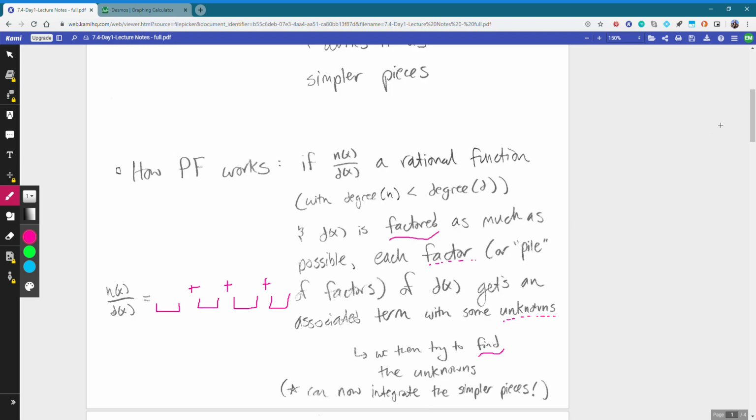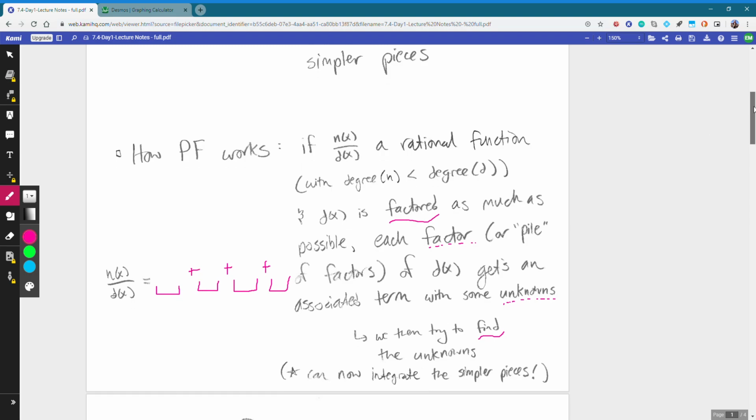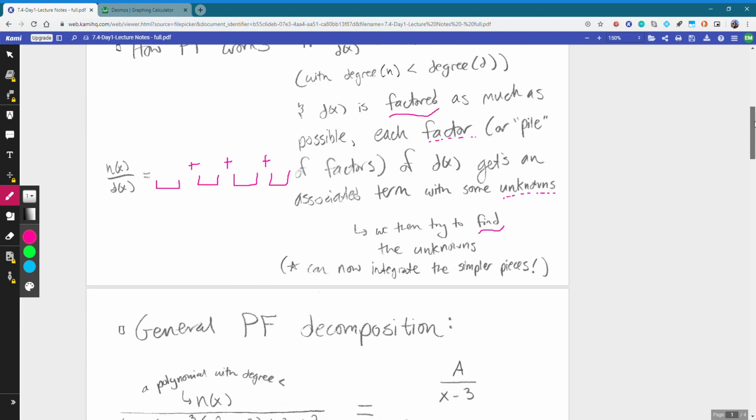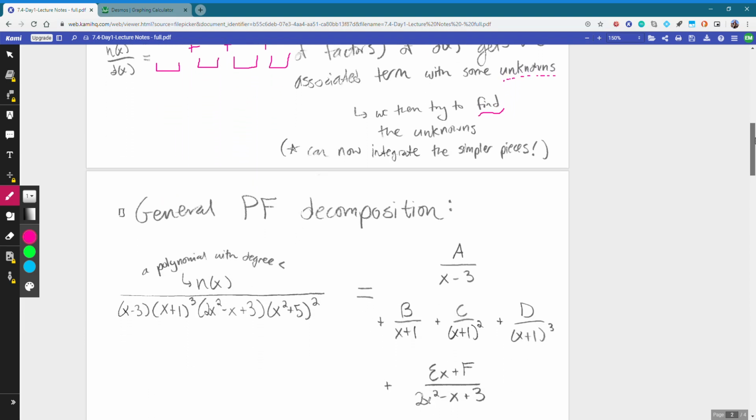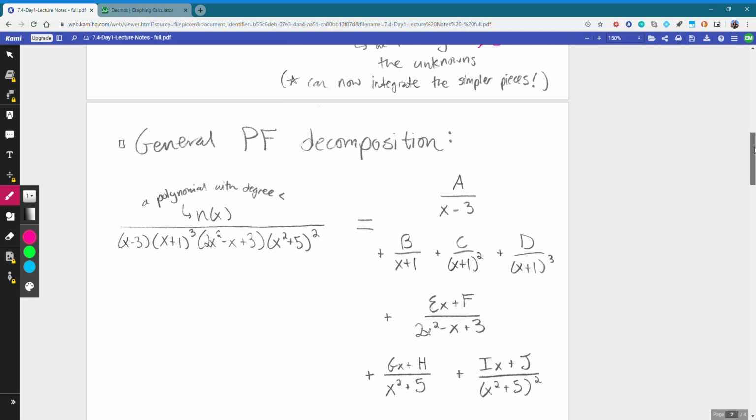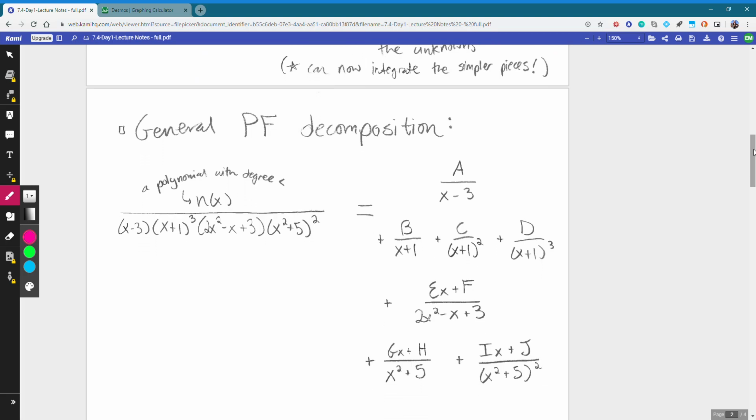Let's look at a halfways specific, halfways general example of a partial fraction decomposition, where over here on the left we have the rational function that we're starting with. Then over here on the right are all the different terms that partial fractions says gets associated to our factors.